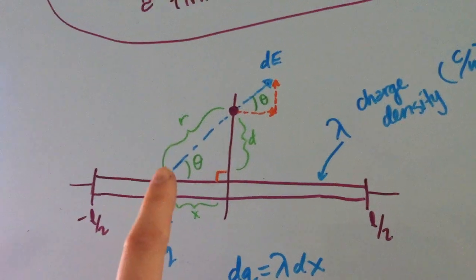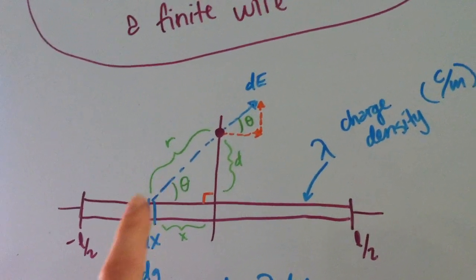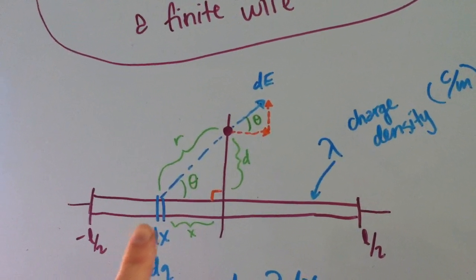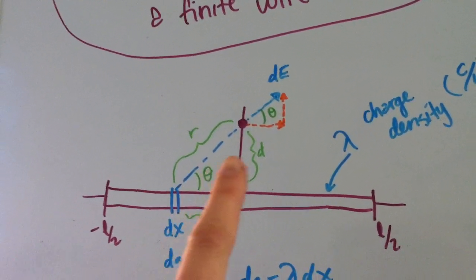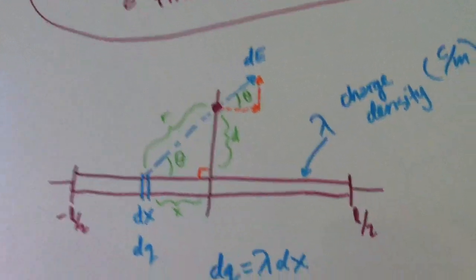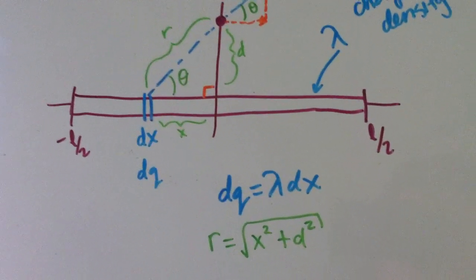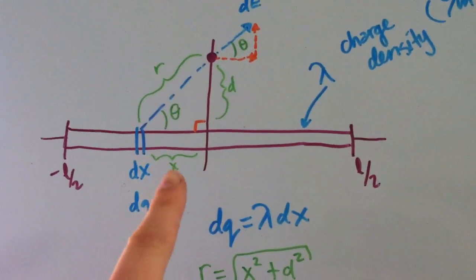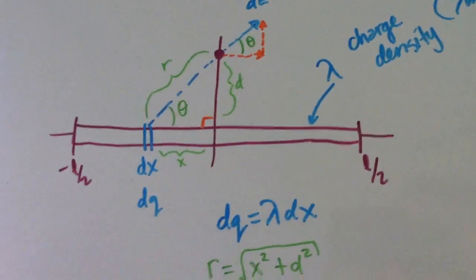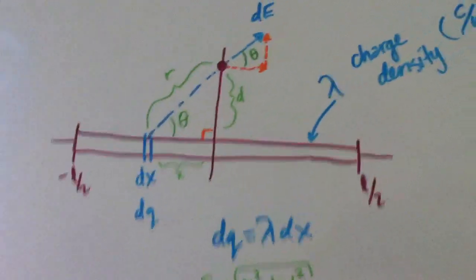And we can see that over here we have the distance r. r is the distance from our little part of the rod dx to our point that we're interested in, and right down here we're going to define r as the square root of x squared plus d squared, and you can see that because it's a right triangle here. We're going to save that for later. We're going to use it later.